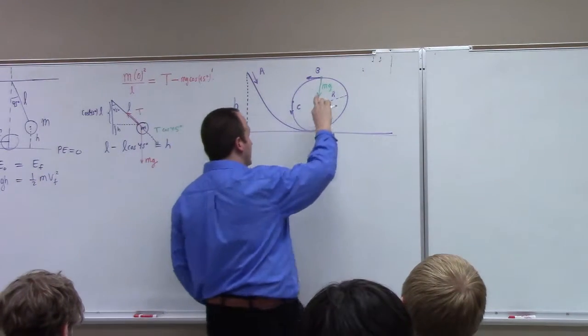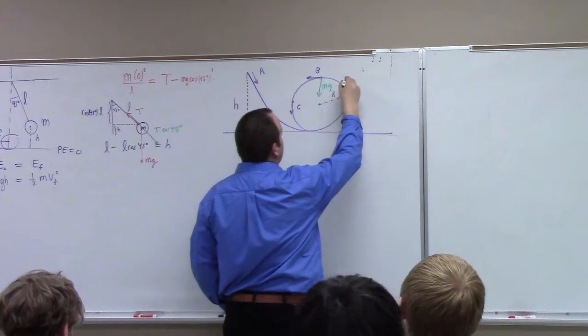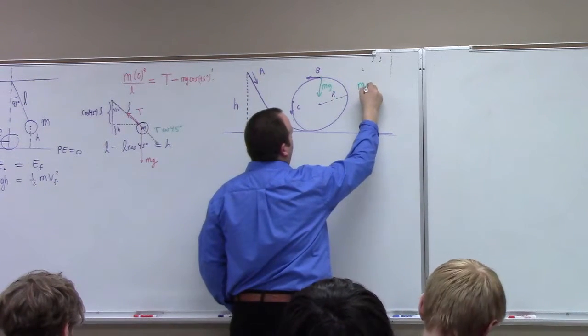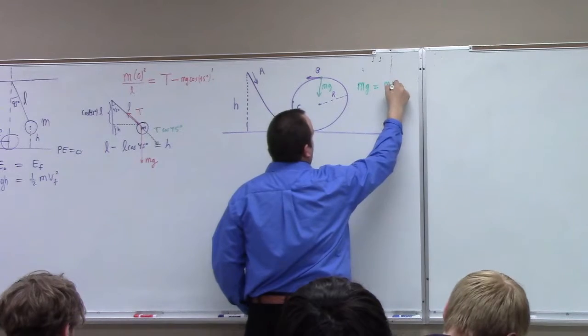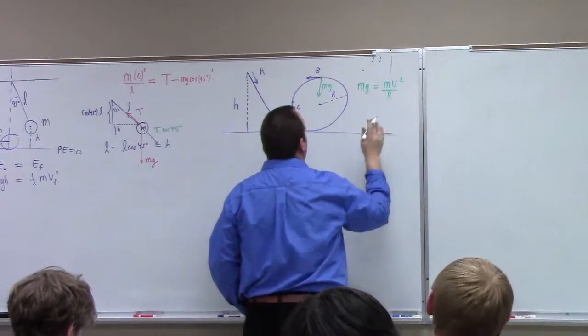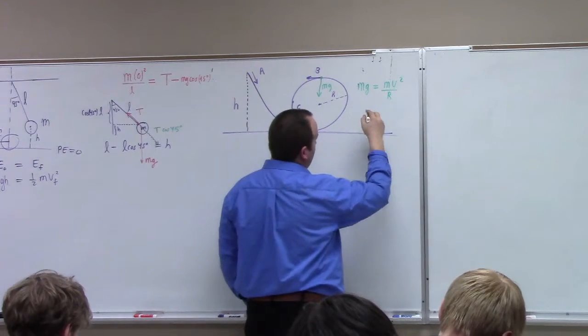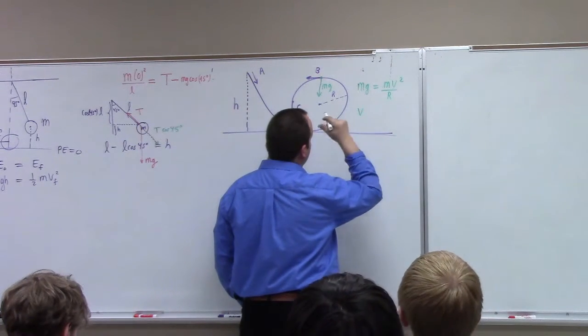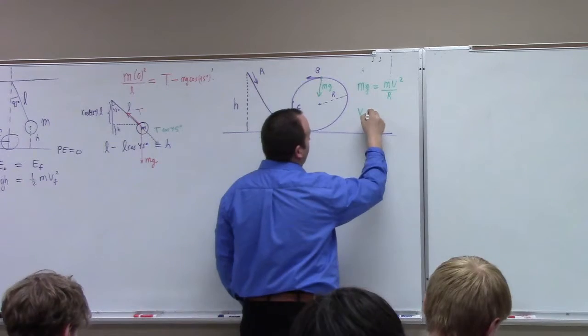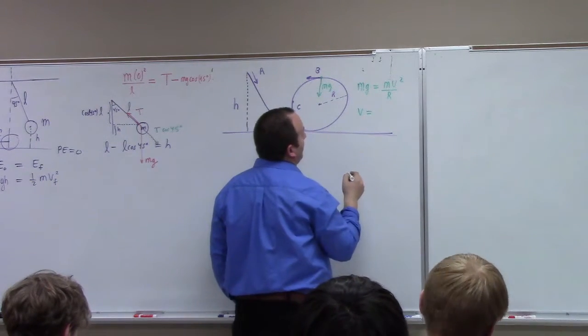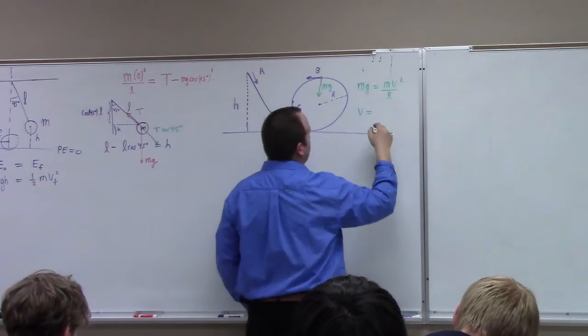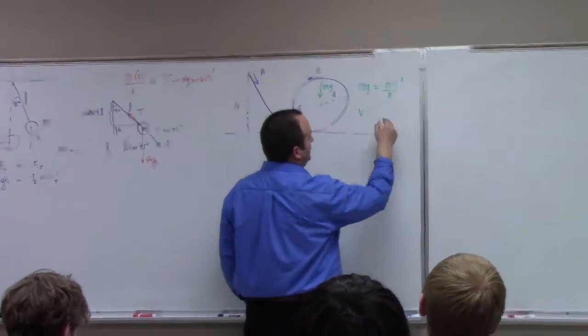So the limiting case would be mg equals mv squared over r, right? Okay. I got you guys. So that would say that v, I need speed what? The m's cancel, right? Root gr.